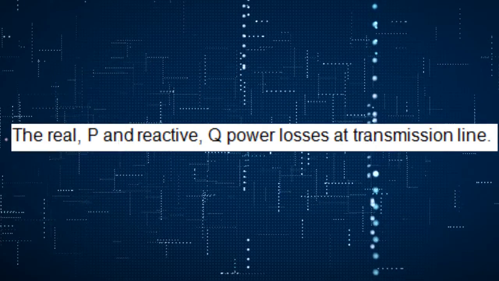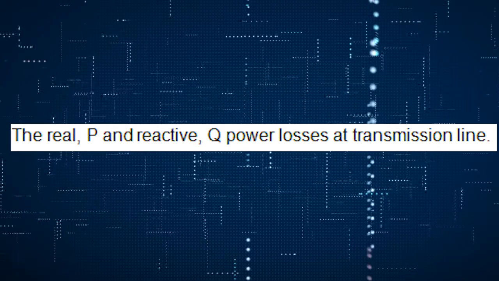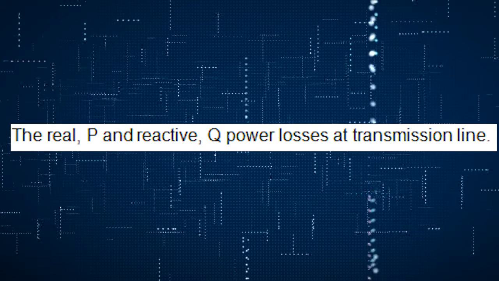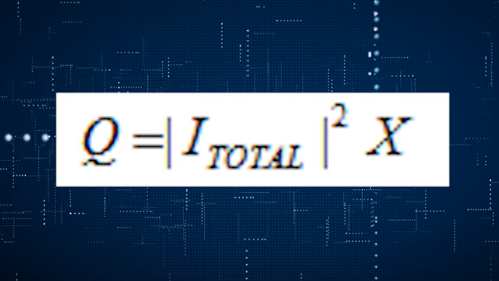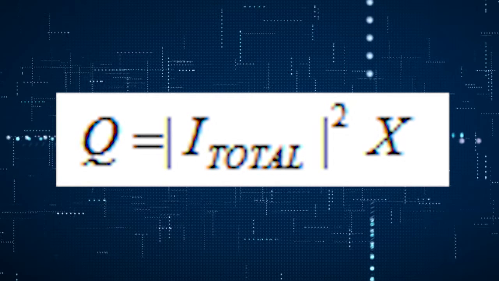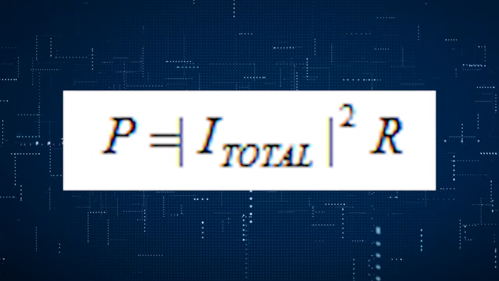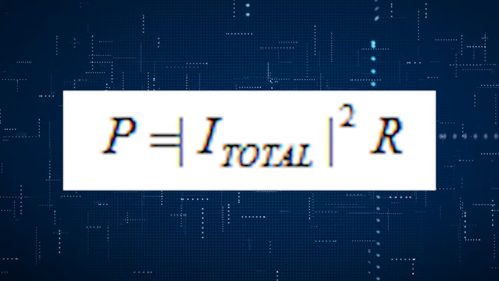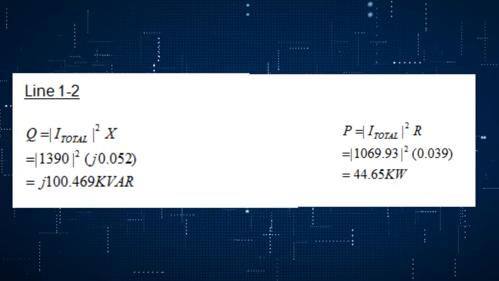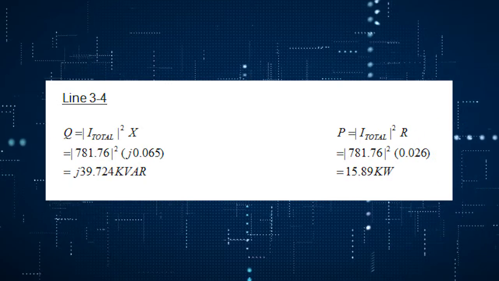Question D asks us to find real power and reactive power at each transmission line. So in each line we use this formula, which is Q, and we use this formula to find the real power.